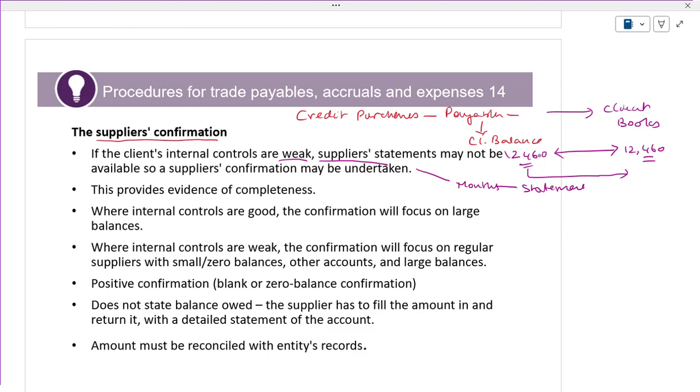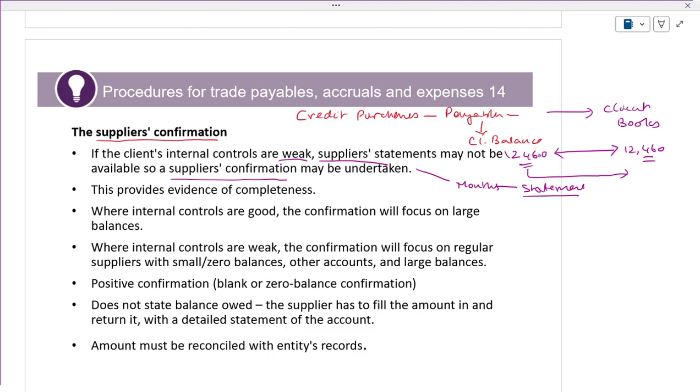Similarly, if the client's internal controls are weak, every month you have to make a reconciliation. Every month you have to create a supplier statement. You should not carry forward. You should not burden yourself that we will do it after 2 months, after 3 months. No, we have to do a checklist. We have to do it every month. If they are weak, they will not have a supplier's confirmation. If internal controls are weak, definitely nobody is overseeing this activity. People will not be very serious.